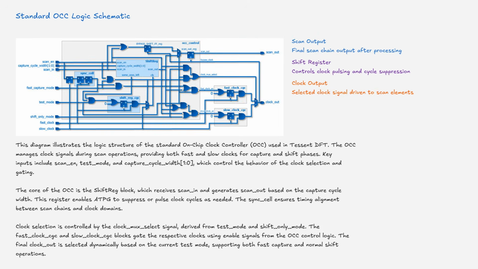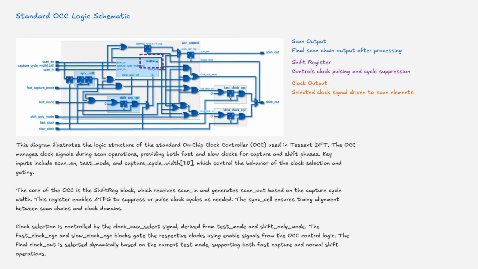This diagram illustrates the logic structure of the standard on-chip clock controller, on-chip clock, used in Tessent design for test. The on-chip clock manages clock signals during scan operations, providing both fast and slow clocks for capture and shift phases. Key inputs include scan enable, test mode, and capture cycle width 1 to 0, which control the behavior of the clock selection and gating. The core of the on-chip clock is the shift register block, which receives scan in and generates scan out based on the capture cycle width.